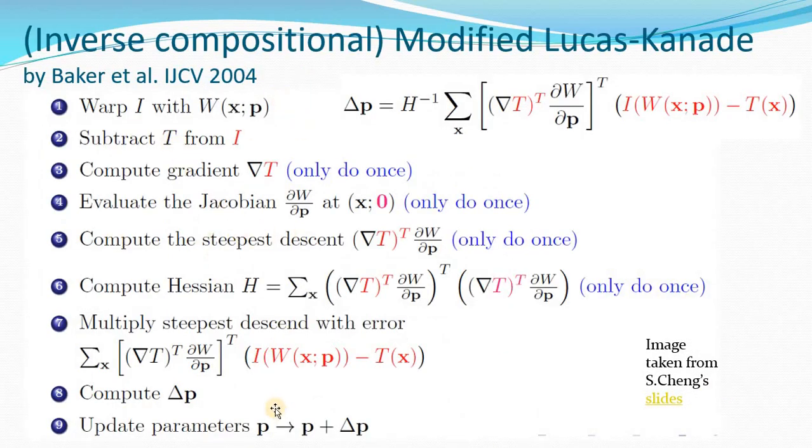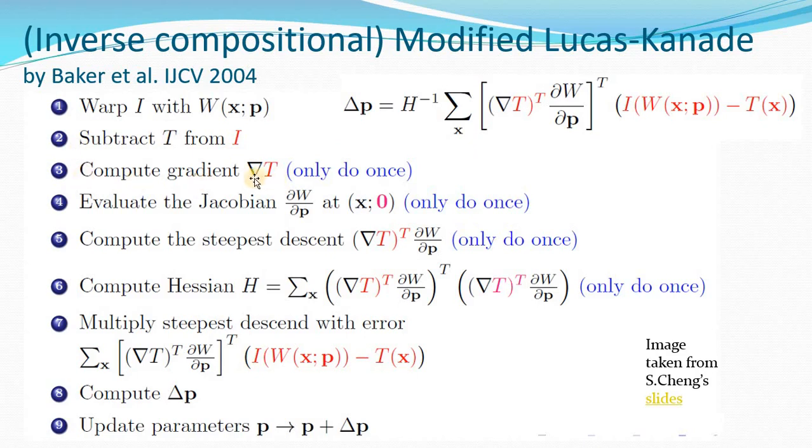Now this is the algorithm that we have. The algorithm says warp I with this particular thing. So you can take any initial p over here now. Initially this will be p naught, some p. So again you are warping I with some p naught to get this. You subtract that from T.